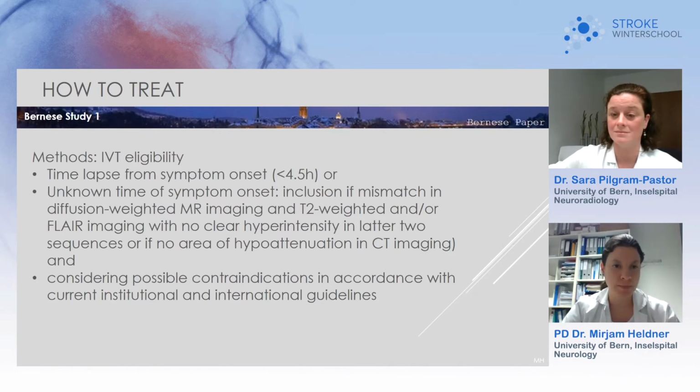Time lapse was allowed until 4.5 hours from symptom onset. Or, in case of an unknown time of symptom onset, we included patients if there was a mismatch in diffusion-weighted MR imaging and T2-weighted and/or FLAIR imaging with no clear hyperintensity in the latter two sequences, or if no area of hypoattenuation was seen in CT imaging. Also, we considered possible contraindications in accordance with current institutional and international guidelines.